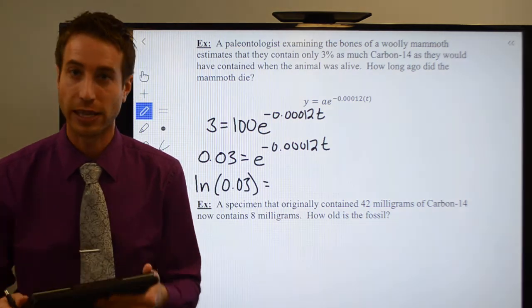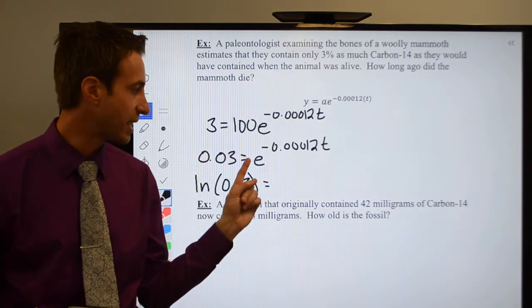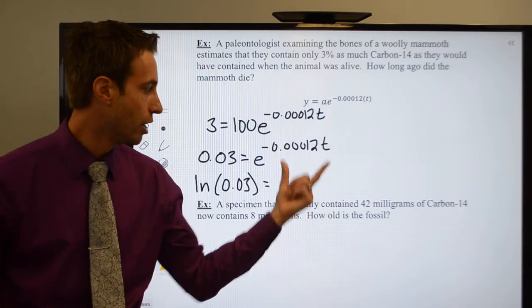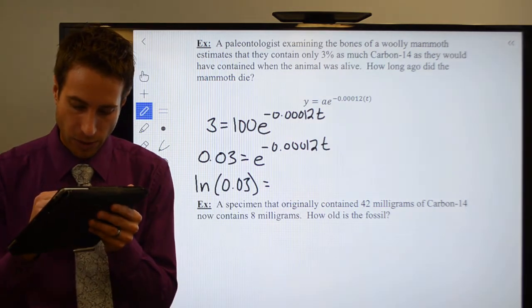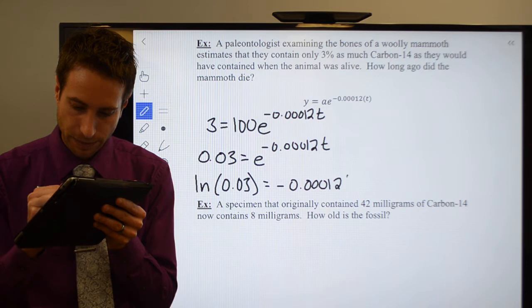In fact, I'm going to skip that step. You guys know at this point, we've done it twice. ln and e cancel each other out. You'd be left with just the exponent. Feel free to just jump straight to that.